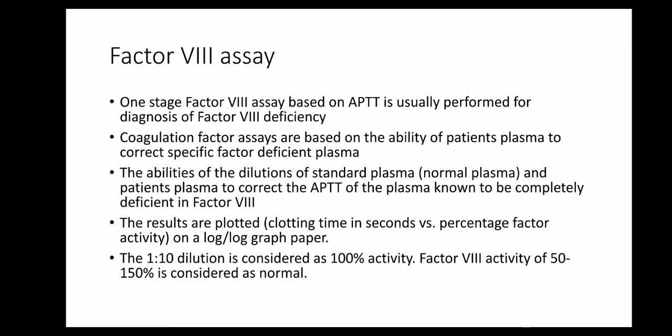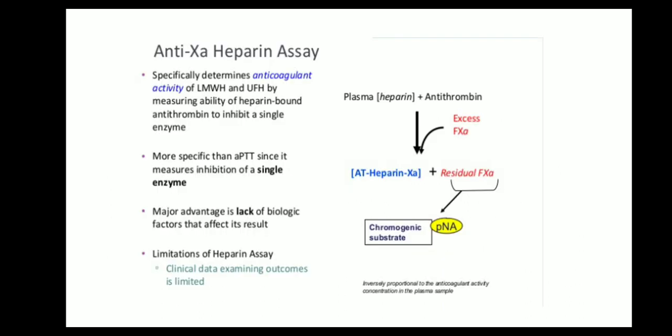Then the results are plotted on log-log graph paper wherein clotting time in seconds and percentage factor activity is recorded. If the 1 in 10 dilution is considered as 100% activity, then factor 8 activity of 50 to 150 percent is considered normal. Next important is the anti-10A heparin assay.